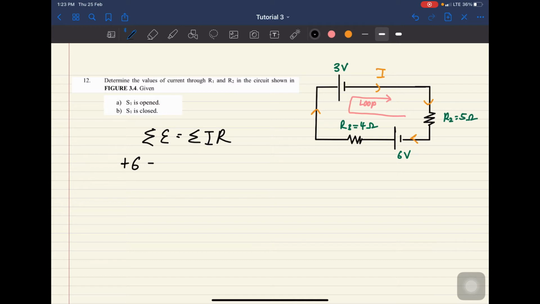Positive 6 minus 3. Okay, current, you only have one I, but now you only are left with two resistors here. So for the first one, current to the left, loop direction to the left, same direction. The second one, downwards and downwards, so same direction as well. So I'm going to do this a little bit faster. So it will be 4i plus 5i. So I will have 3 equals 9i. So it will be 1 over 3, which is basically 0.333 ampere.